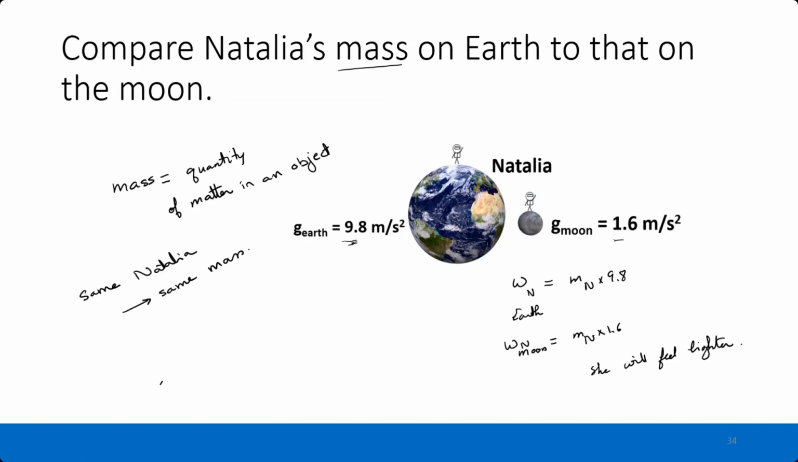So Natalia's mass on the Earth is the same as Natalia's mass on the moon. This is a small trick which you should be a bit aware of. If I'm comparing the weights, these are forces, but if I'm comparing the mass, it is not something that changes across different planets.